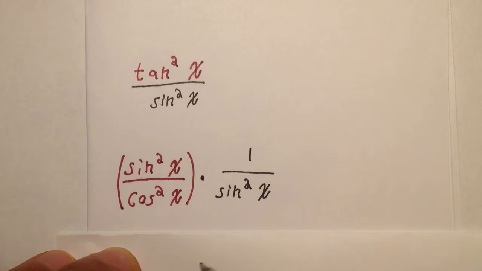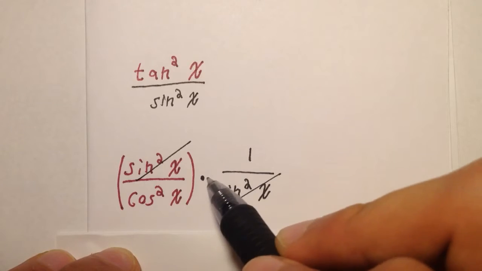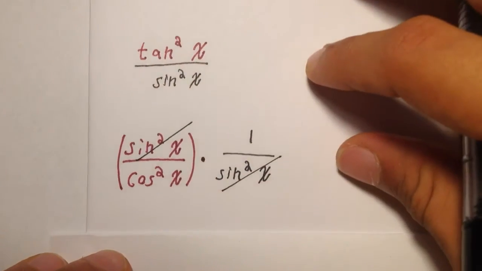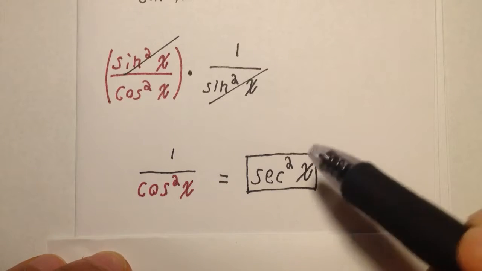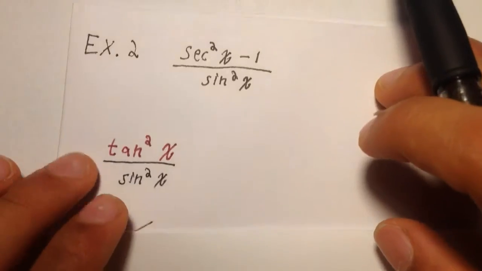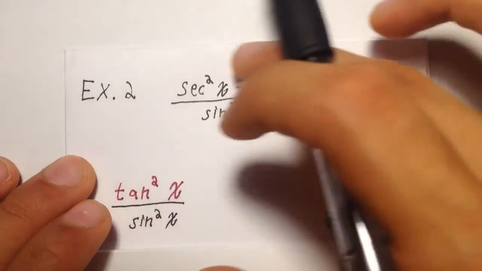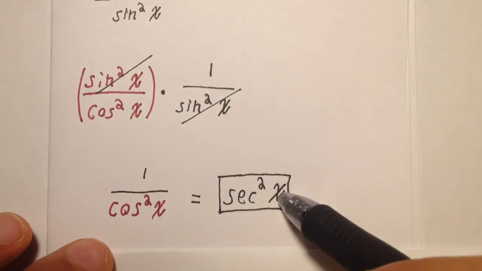And I see again, just like last time, I have a sine on top, a sine on the bottom, connected by multiplication. I get 1 over cosine squared, or just secant squared. Again, notice how in both cases I simplified it down from one big series of functions to just a single expression. Last one.